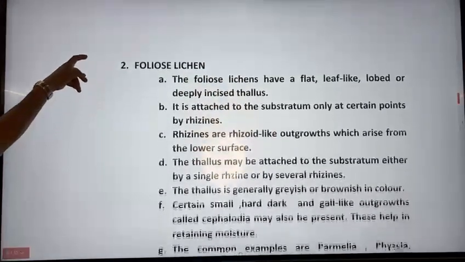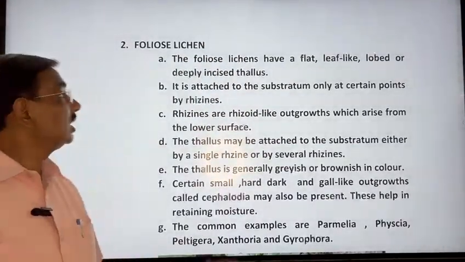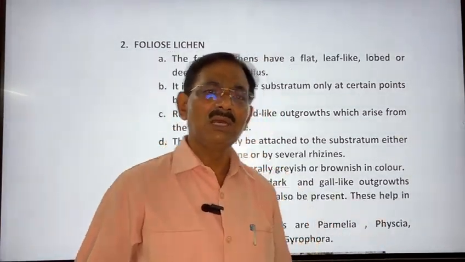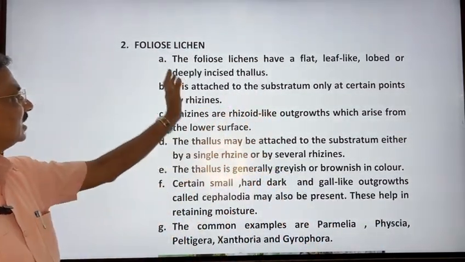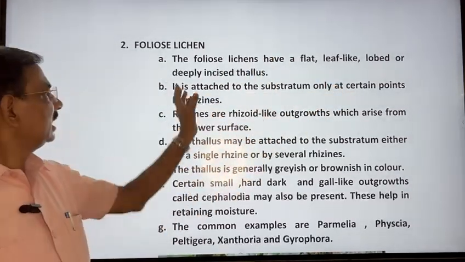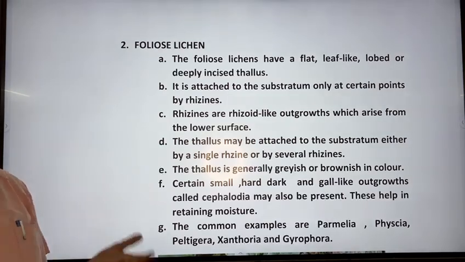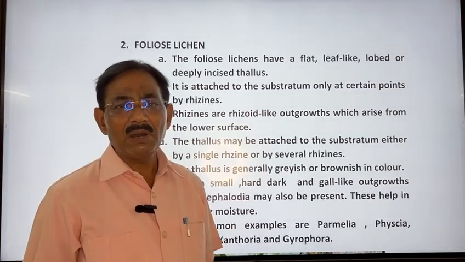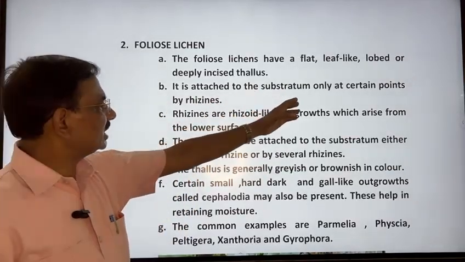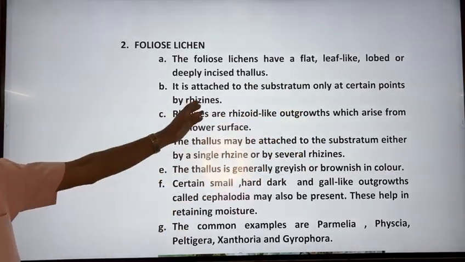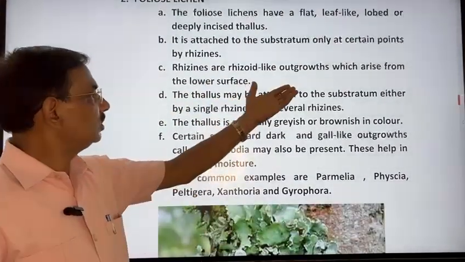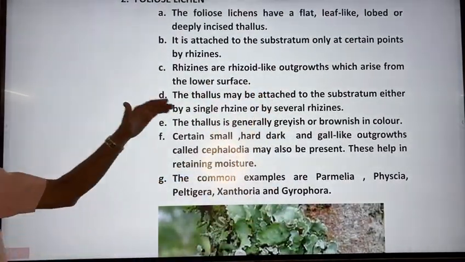Now, coming to the second type. The second type of lichen is foliose lichen. As the name indicates, foliose means leaf-like. These lichens are leaf-like in structure. They are flat, leaf-like, lobed, or deeply divided thallus. They very much resemble the thallus of bryophytes or liverworts. It is attached to the substratum only at certain points, by means of rhizines. Rhizines are rhizoid-like structures which arise from the lower surface of the plant.